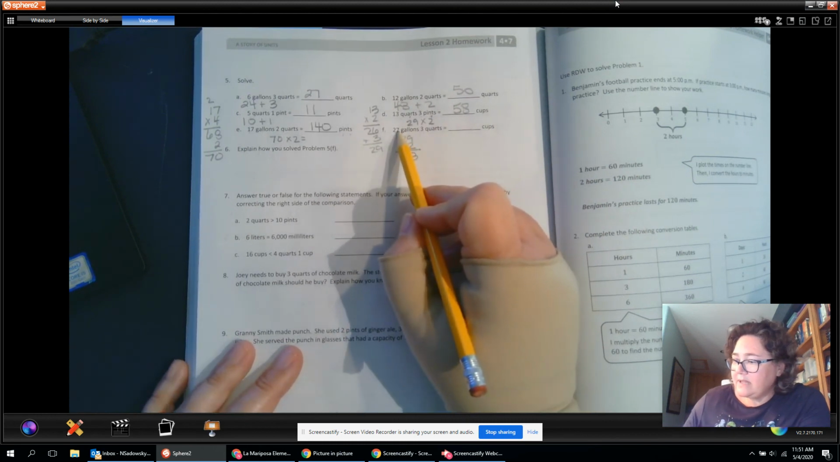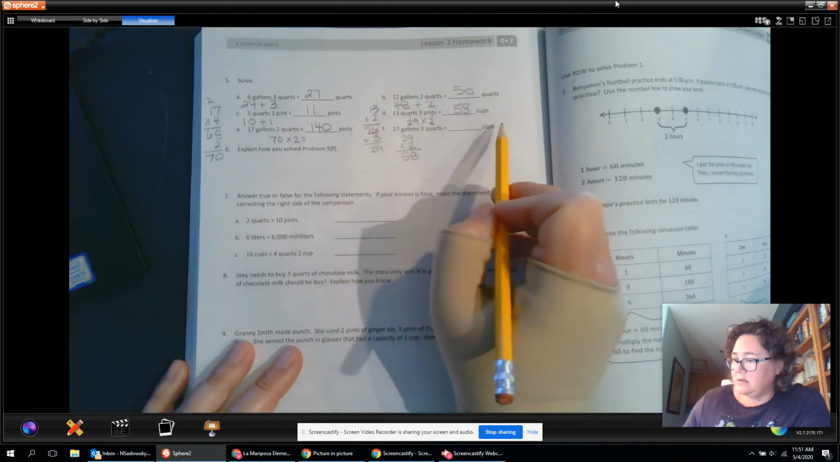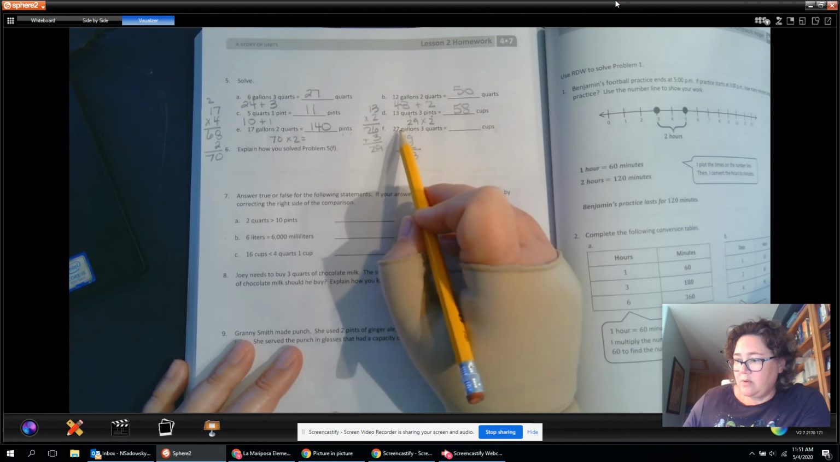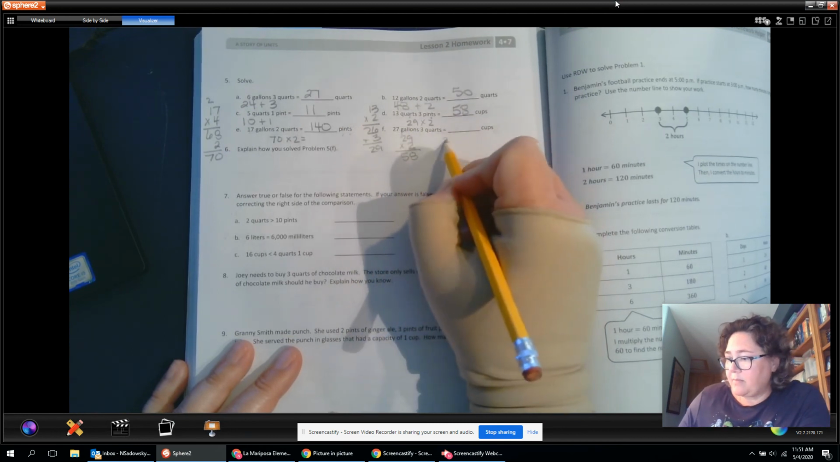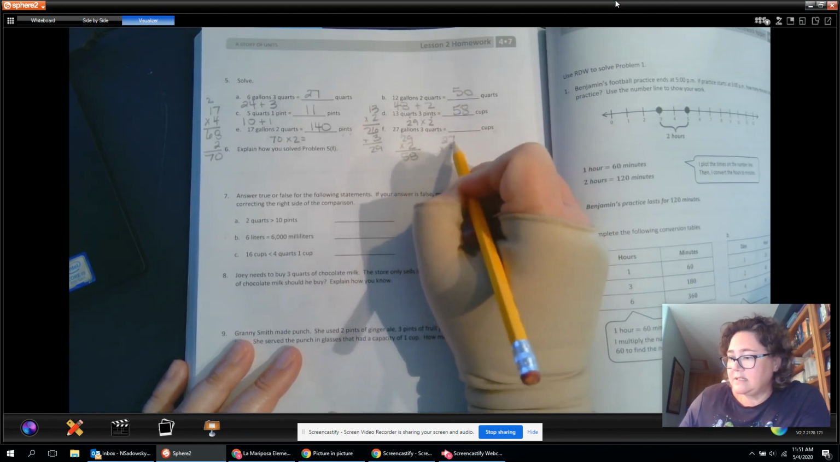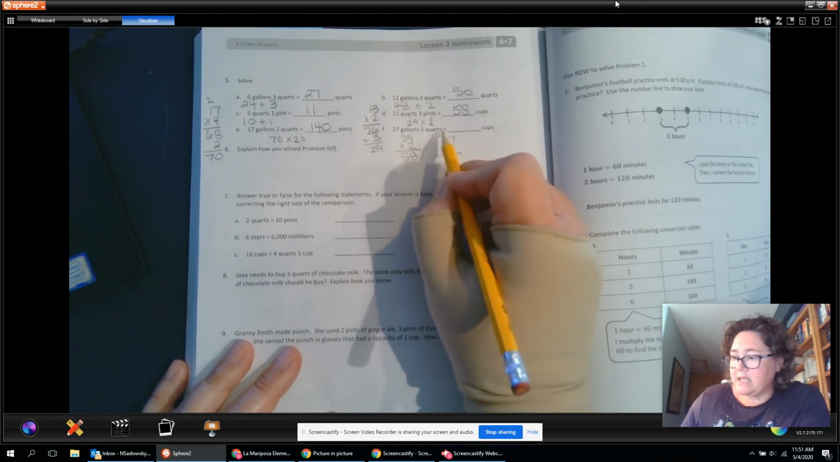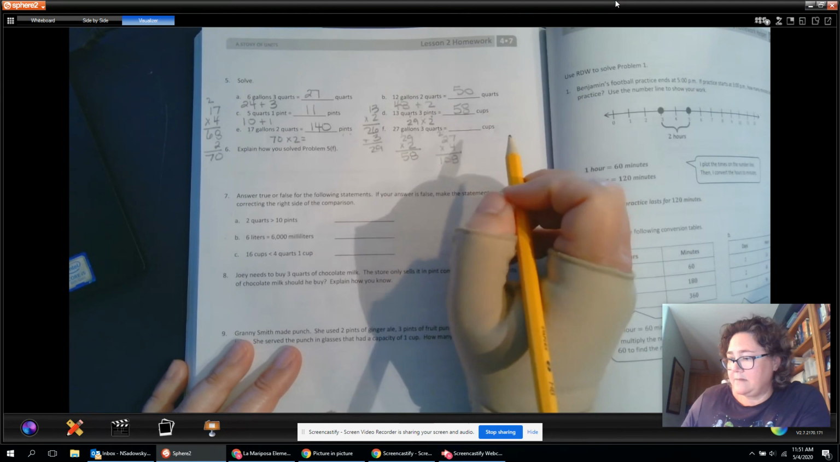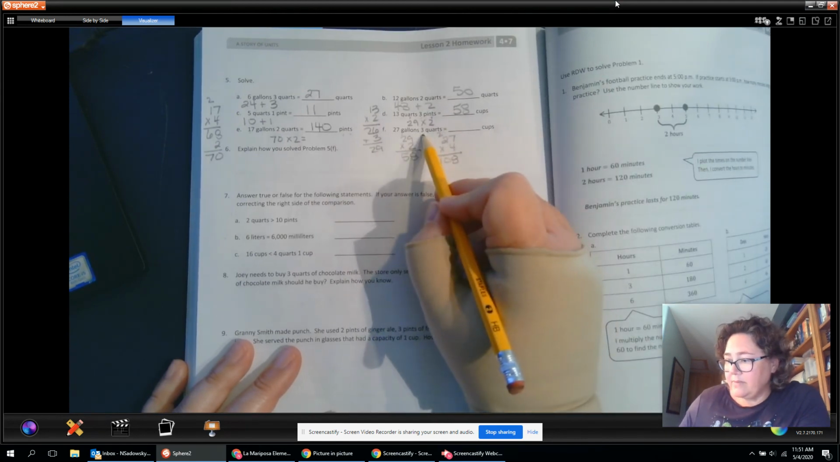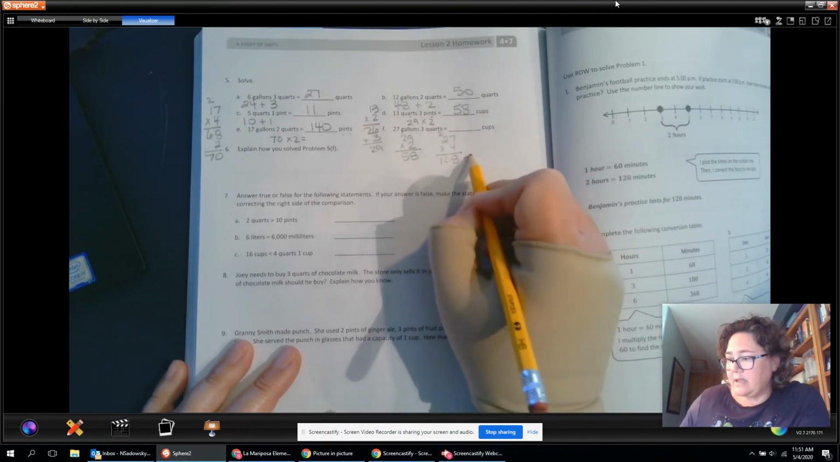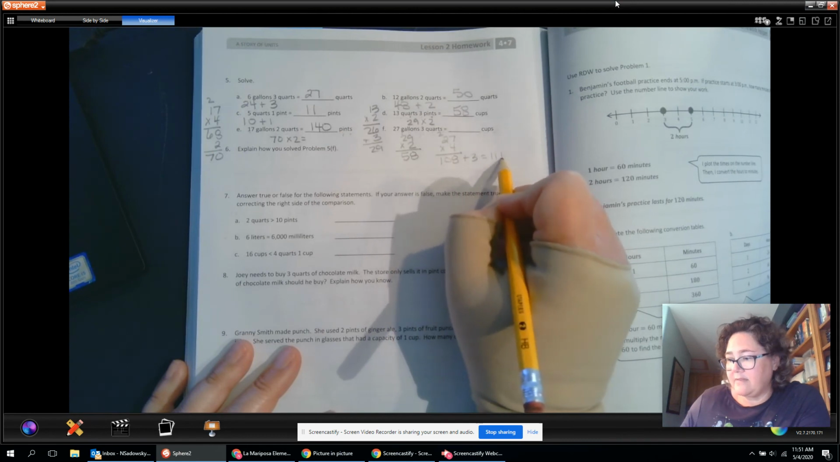All right, 27 gallons, 3 quarts, go into cups. So gallons to quarts, we're multiplying by 4. So 27 times 4, 28. 4 times 2 is 8. 2 more, we're at 10. Plus 3 more. So if we add 3, we're now at 111.